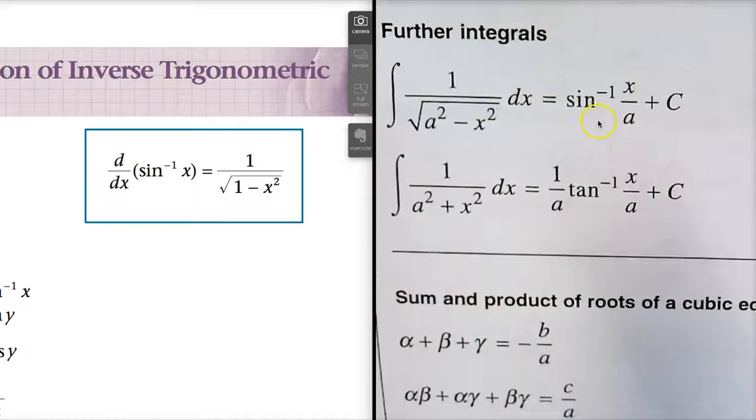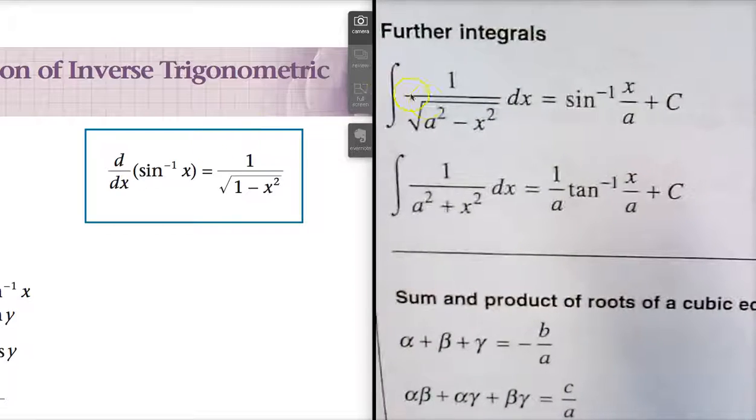Look over here for the integrals. 1 over the square root of a squared minus x squared. In this case, compare the a squared with the 1. What does a equal? 1. So in this case, it's inverse sine of x over 1. In other words, it's the inverse sine of x is 1 over the square root of 1 minus x squared.